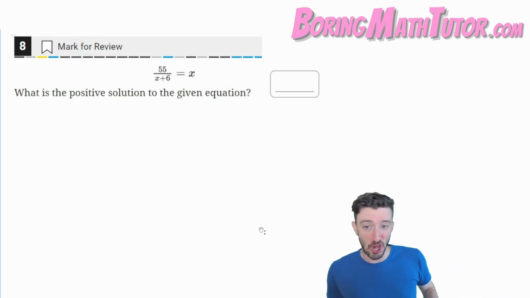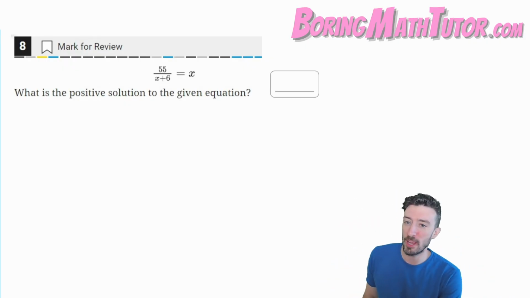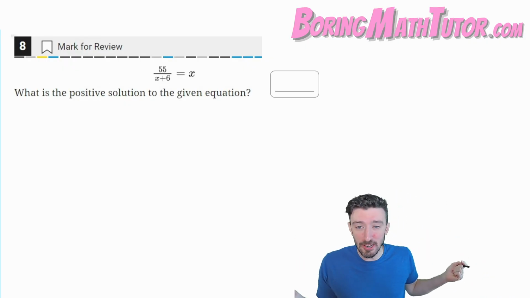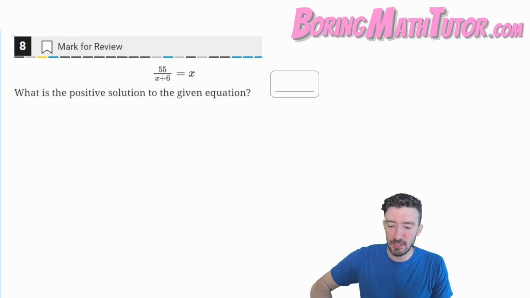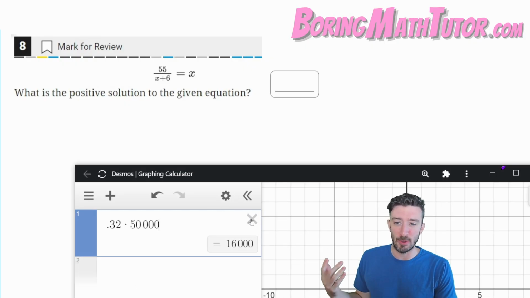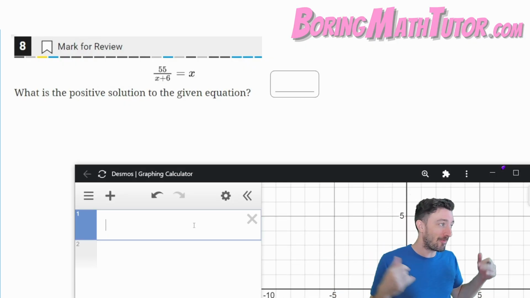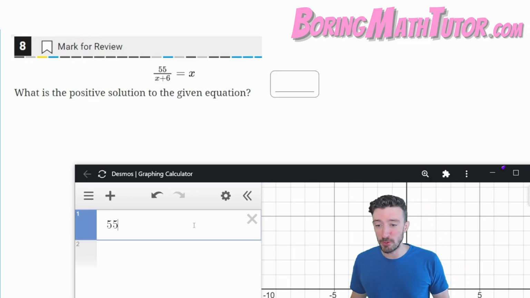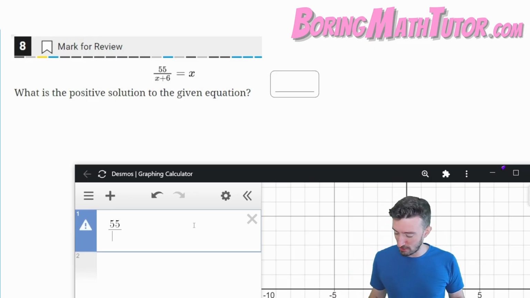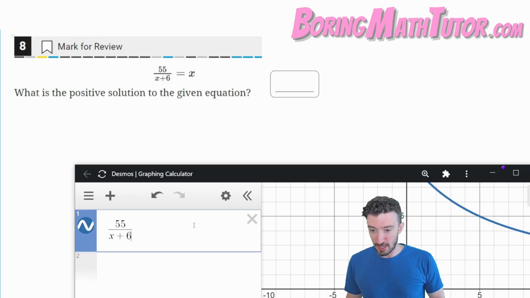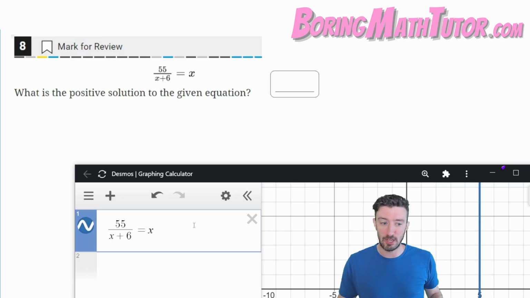No answer choices in this one. You got to actually know something. All right. Well, maybe you don't. Because you know what? On the new SAT, you are allowed to use Desmos. So if you want to be one of those kids, you can easily do so. All you got to do is type in the equation.